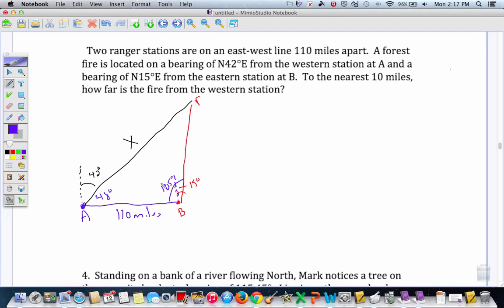So now, if we notice, we have two of our three angles. If one angle is 48 and one is 105, those total 153. That means this angle here is what adds up to 180, or it'll be 27 degrees. So now that we have all three angles and a side, we can use our law of sines, because 110 is opposite the 27 degree angle. So there's one of our ratios, 110 over the sine of 27. We're trying to find side x, and the angle opposite it is 105 degrees.